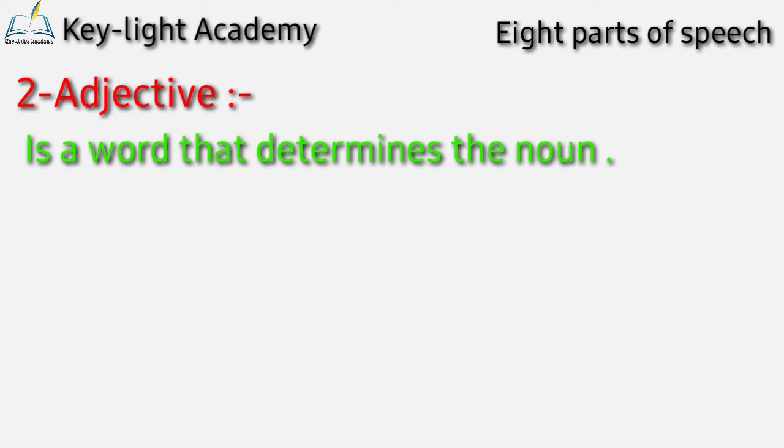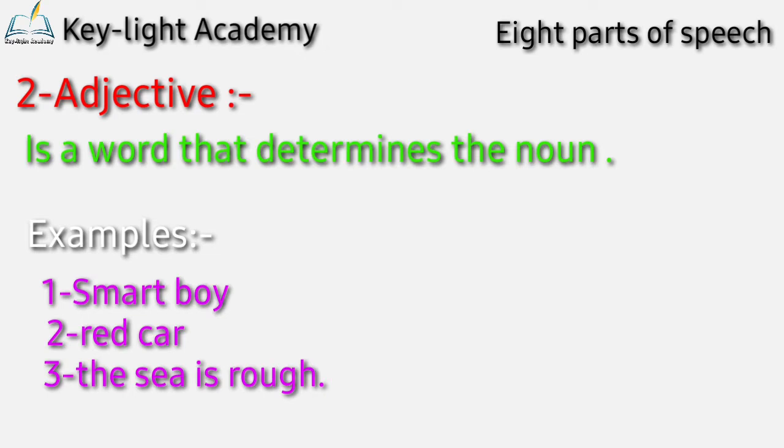An adjective is a word that describes the noun. For example, a smart boy, a red car, the sea is rough. Always the adjective is before the noun. Smart means brilliant, bright. Smart is the adjective and boy is the noun. The sea is rough, not smooth, and rough describes the sea. Rough is the adjective, and sea is the noun.